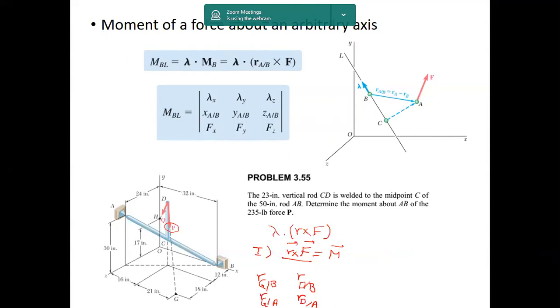A to D. Okay, is that clear? So you can pick any point on the line of action as you did when you wanted to calculate the moment of a force about a point, and then the point that you want to calculate the moment about could be any point on the given axis. So it could be A or B or any point between on this line AB.